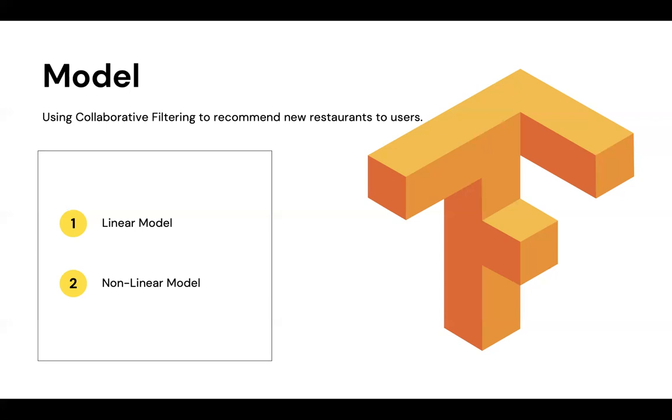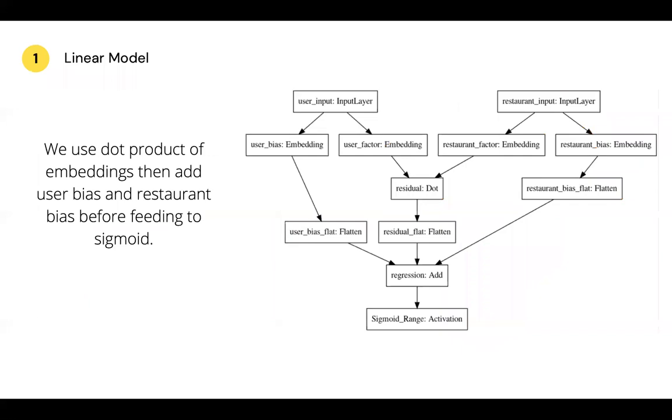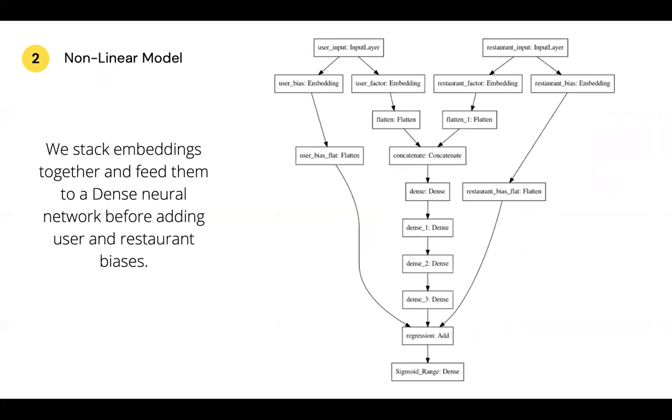We wrote two different recommendation systems. First, the linear model and the non-linear model. In the linear model, we use the dot product of embeddings and add user and restaurant bias before putting through sigmoid. In the non-linear model, we use a combination of embeddings by stacking them together and passing through a feed-forward neural network and then add user and restaurant bias before putting them through sigmoid.